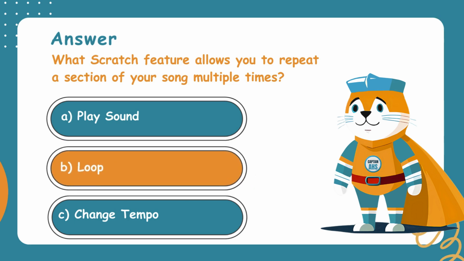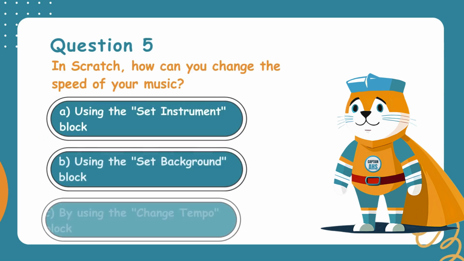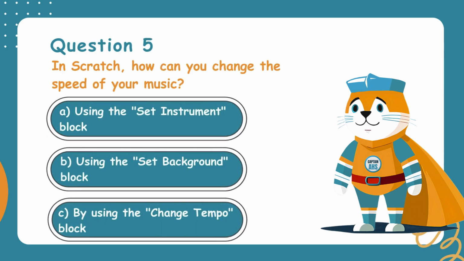Option B, Loop. In Scratch, how can you change the speed of your music? Option A, using the Set Instrument block. Option B, using the Set Background block. Option C, by using the Change Tempo block. Option C, by using the Change Tempo block.